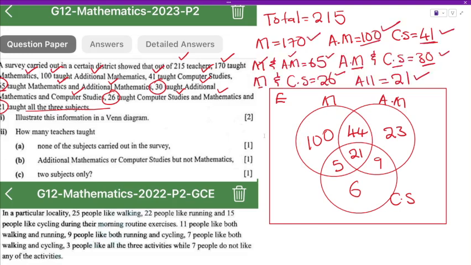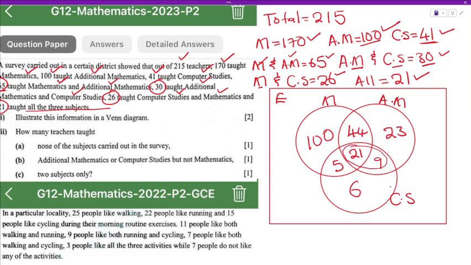Okay, that's the information I wanted. So I want to confirm that the values here are correctly placed. We're told the set for additional mathematics should be 20. First, let's start with this region here. Let's confirm, is this one correct?